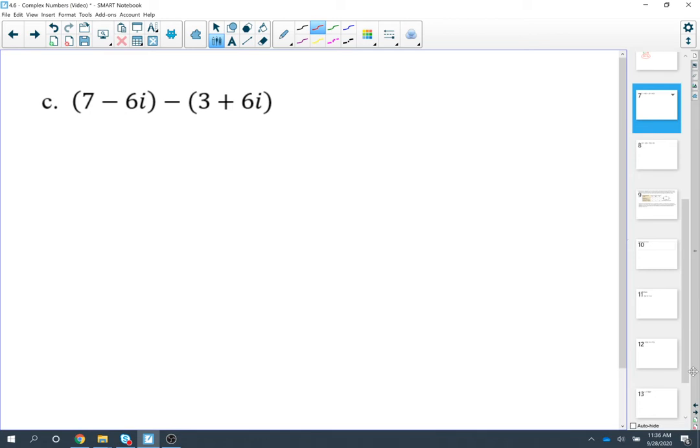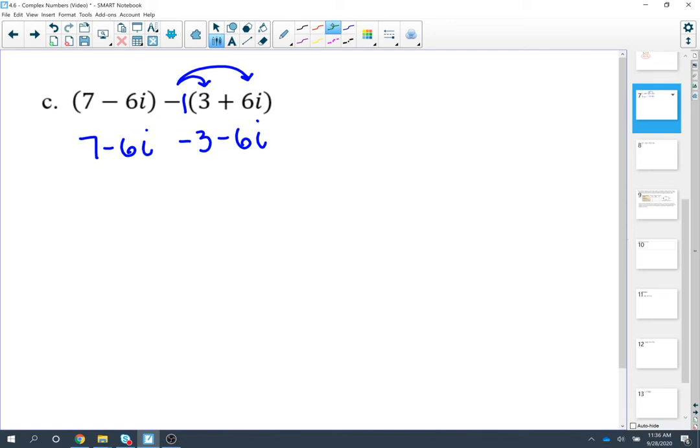Letter C, 7 minus 6i minus 3 plus 6i. In this case, I have a negative. So if I think of a negative one and I distribute, the negative times the positive is going to make this a negative 3. The negative times the positive is going to make this a negative 6i. So this time be careful, because with subtraction, it switches the signs. Up here, 7 minus 6i remains the same.